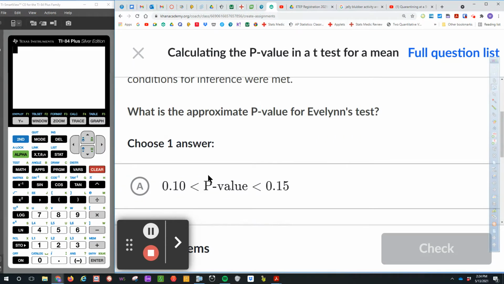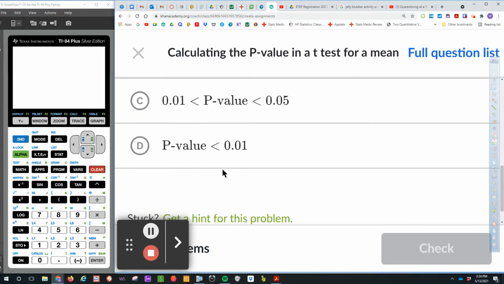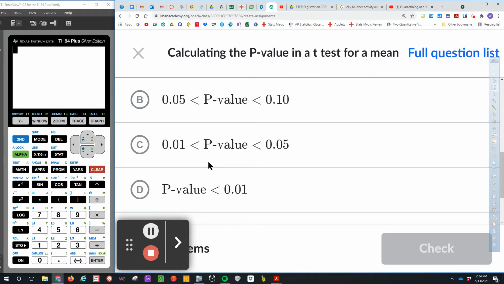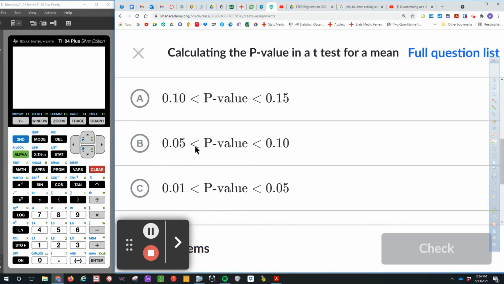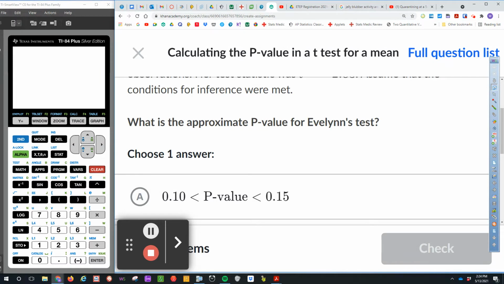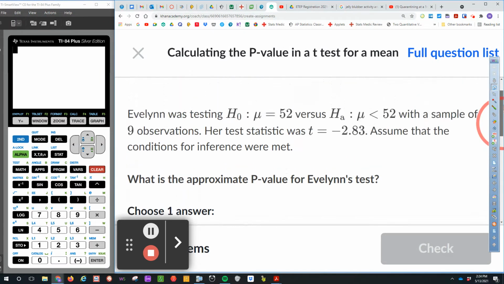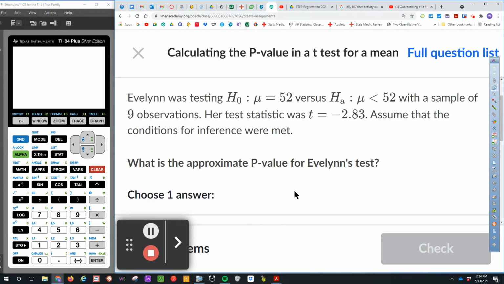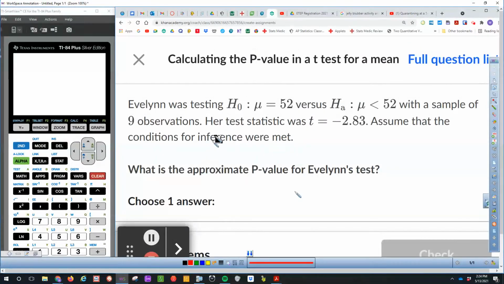So it looks like there's a whole bunch of p-value intervals. If you can find the p-value and fit it into the interval, whichever the interval is, that should be what you needed to do. So now let's take a look at what is needed here.